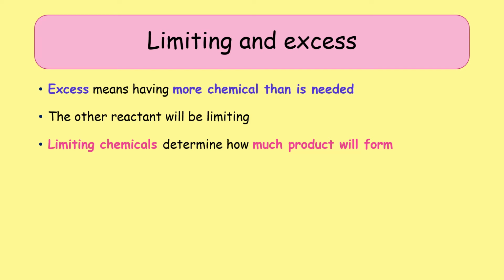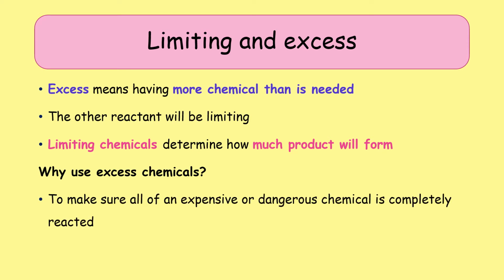So if you're doing a mole equation, you use the limiting chemical to predict how much product forms. Now you might ask, why would we ever bother using an excess chemical? Well, if we have an expensive or a dangerous chemical, we would want to make sure that it is all used up, either to protect ourselves or to help us make sure we haven't wasted any money. So we would use an excess of the other chemical in that reaction so that all of it is used up.